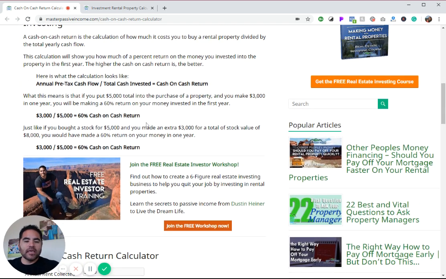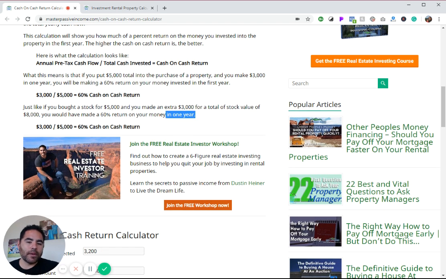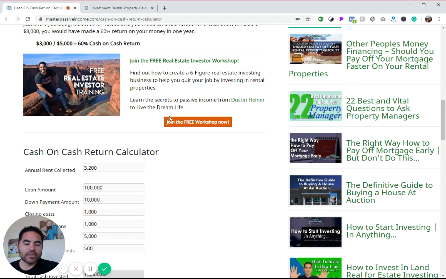What it looks like is if you make $3,000 in that first year in profit from the rents, divided by the amount of money that you put in, which let's say you put in $5,000 to buy the property, that's a 60% cash on cash return. Just like if you're going to buy a stock, same principle: how much money you put in and how much money you get out. Now, let's look at the way it works out.